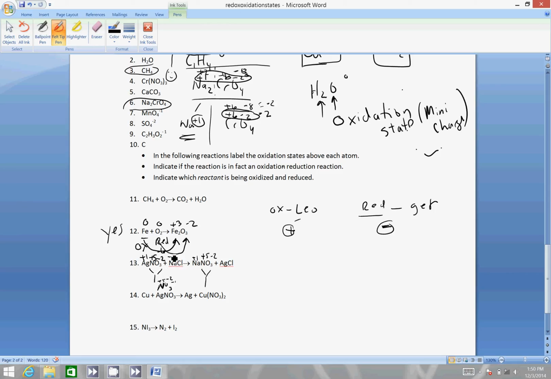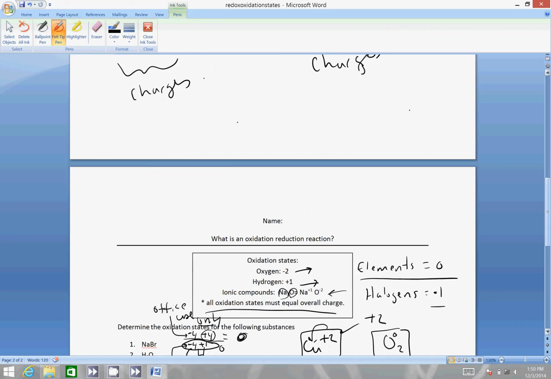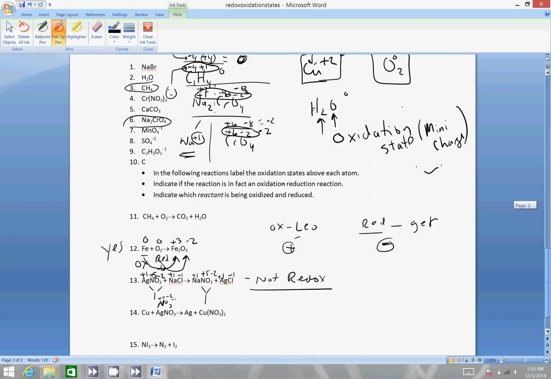Ionic charges plus 1, minus 1, plus 1, minus 1. And if you notice, all my charges are the same. This is not redox. Okay. Lost a few there. Okay.